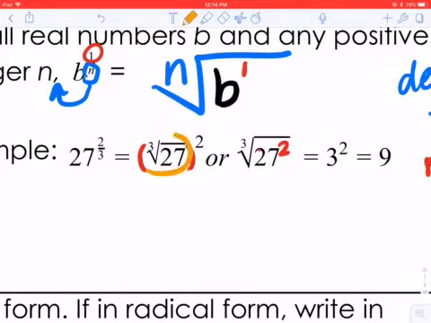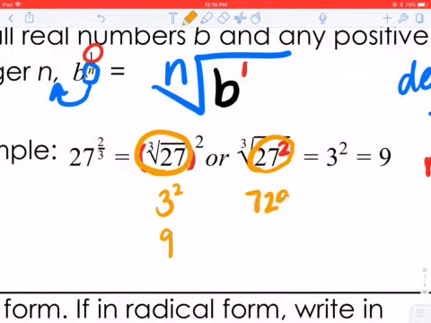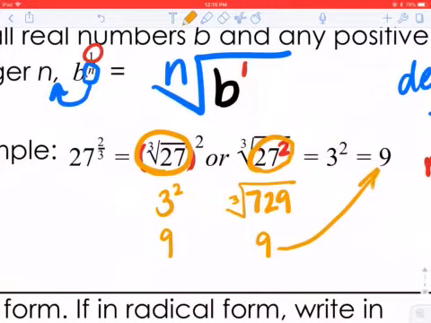In this case, we would do the cube root of 27, which is 3, and then we put the square on, and 3 squared is 9. In this case, we would have 27 squared, which would be 729, and we take the cube root of that. The cube root of that is 9. So either way, we're getting our eventual answer of 9. It's just whichever one you want to do first.